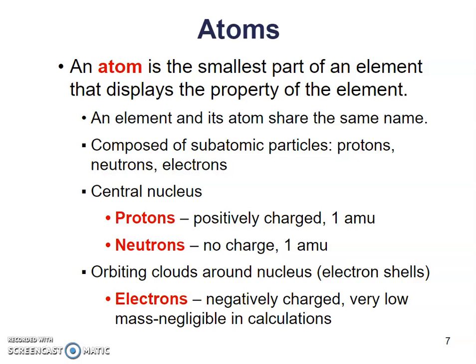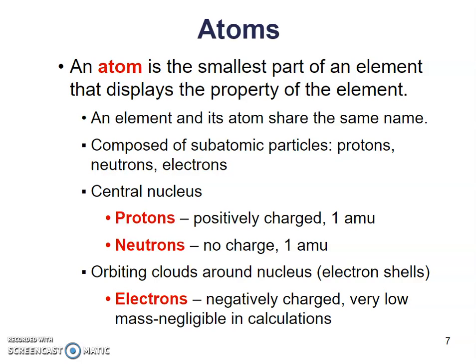Inside the nucleus, in that central part of the atom, are protons, which have a positive charge of 1 AMU, or a weight of 1 AMU, which is an atomic mass unit. And in that nucleus is also a neutron, which has absolutely no charge, but a very similar mass to protons.